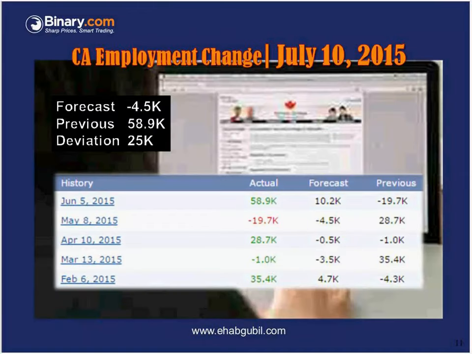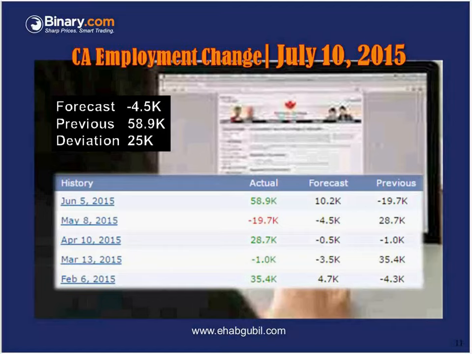Canadian employment change will be released on July 10 at 12:30 p.m. GMT. We will be getting the Canadian employment change release number, and it is the only high impact release for Friday. Therefore, we should see plenty of market reaction, and thus we should follow our trade plan.